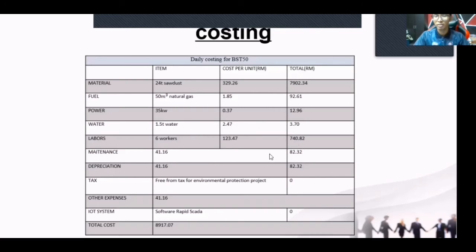The total is 82.32 ringgit, and for the tax we are free from the tax because our project is an environment prioritization project, and for other expenses it is only 41 ringgit and 60 cent, and for the IoT system we use software Rapid SCADA, and the total for daily costing is 8,917 ringgit 7 cent.